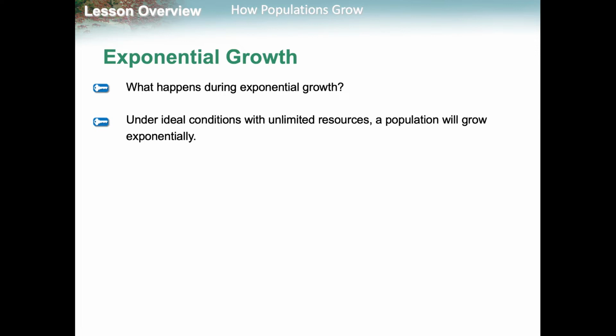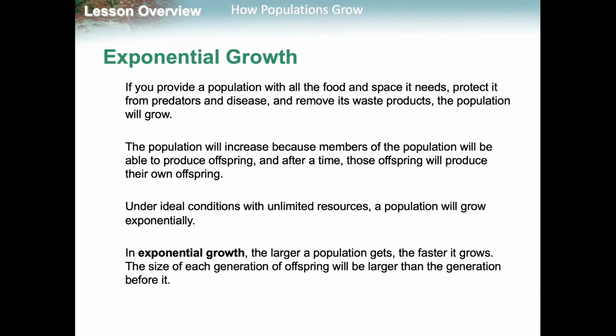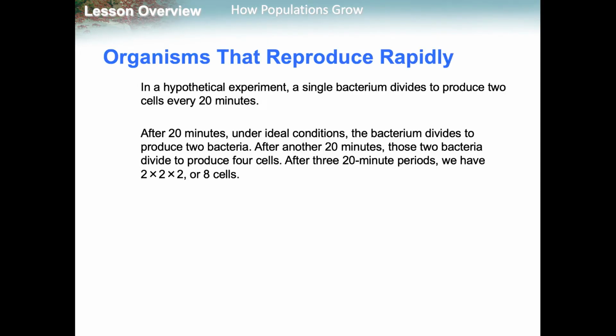Exponential growth is when, under ideal conditions with all possible resources, a population is going to continue to grow. If you provide a population with all the food and space it needs, then it's going to continue to grow. In exponential growth, the larger a population gets, the faster it grows. The size of each generation will be larger than the generation before.